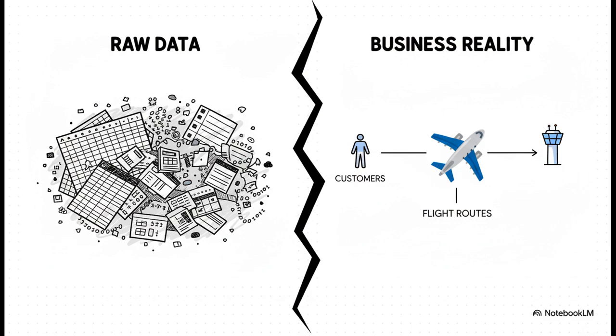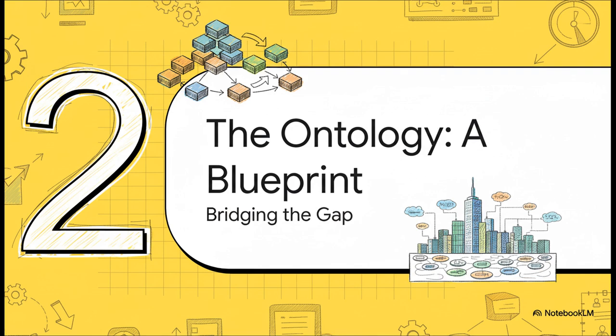But then on the other side, you have how your business actually thinks and talks. People don't talk in flight IDs. They talk about real-world things like aircraft, customers, and flight routes. And you can see it, right? There's this huge gap between those two worlds. So how do we bridge that gap?